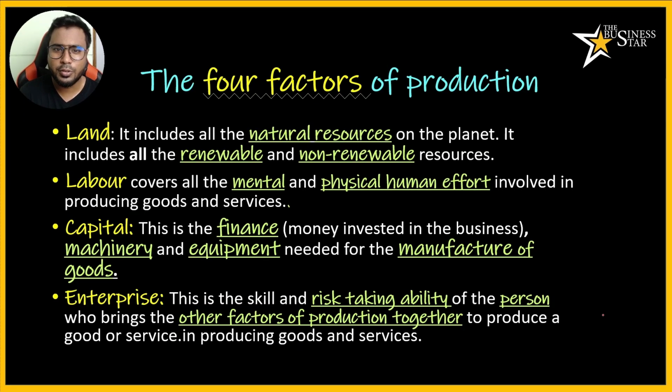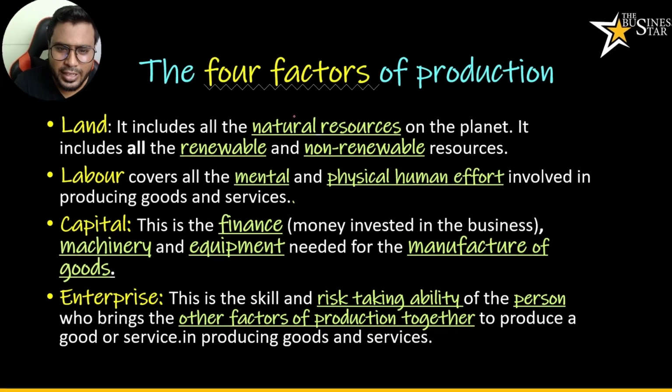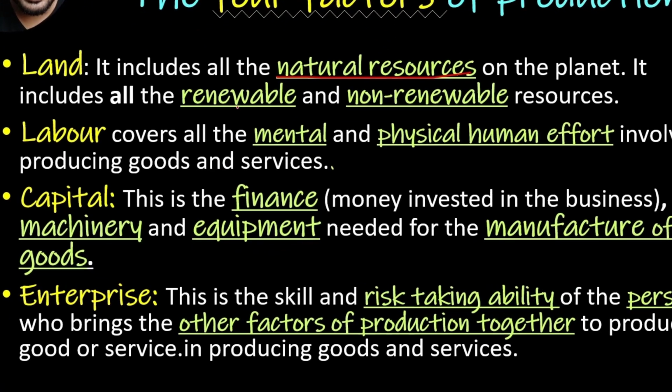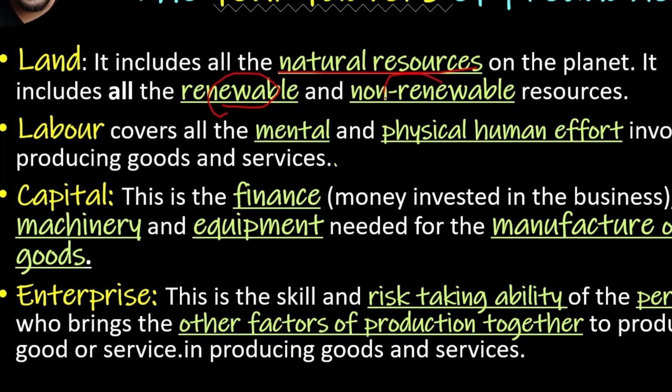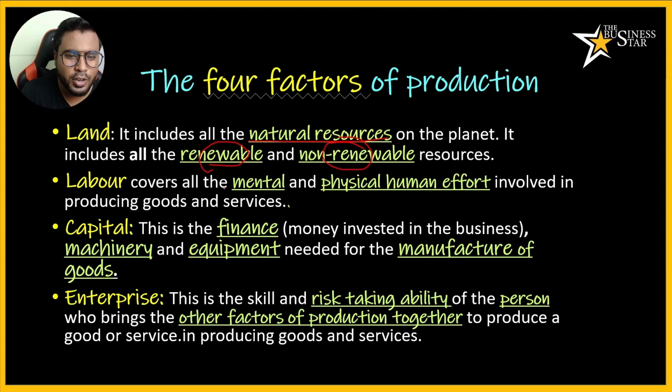Okay, now to sum up, land includes all the natural resources on the planet. It includes all the renewable and non-renewable resources, whereas labor covers all the mental and physical effort involved in producing goods and services. What about capital? Capital is the finance, it is the money that is invested in the business, and also the machinery and the equipment needed for the manufacture of goods.